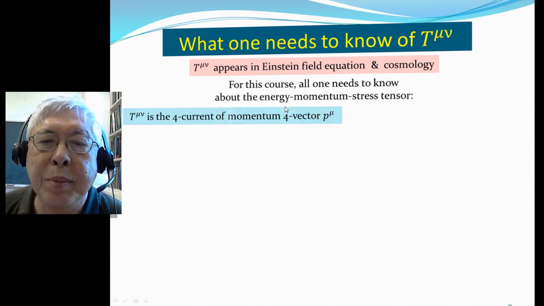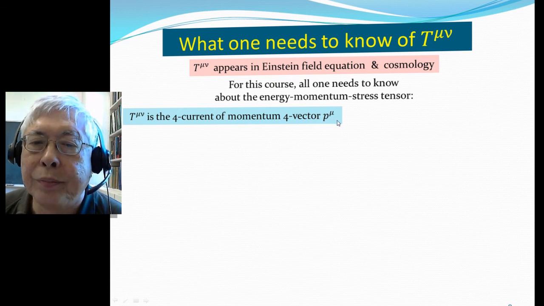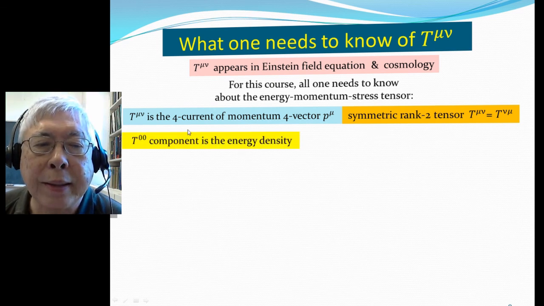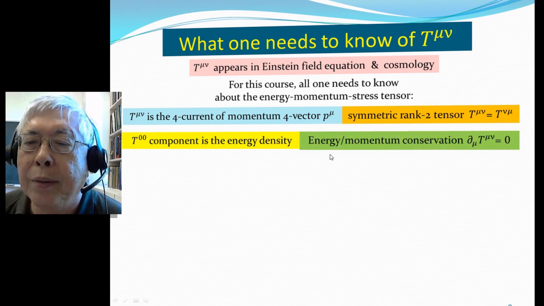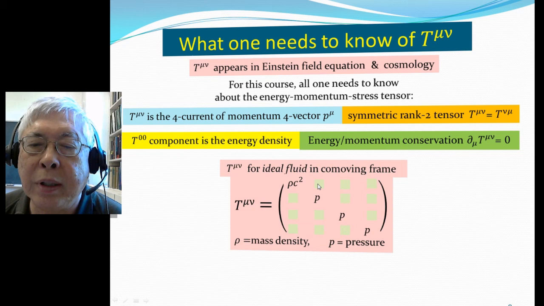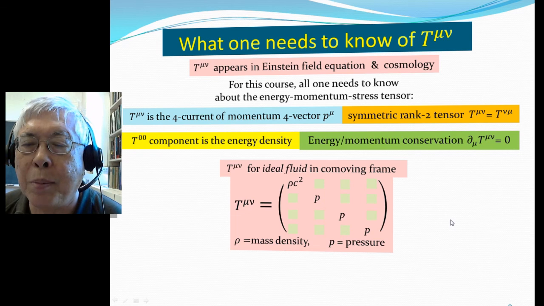So all we need to know about the energy momentum tensor is that it is basically the four-current of the four-momentum vectors. Okay, and it's symmetric. And the T00 component is the energy density. Energy momentum conservation can be written as the four-divergence of this. And for the ideal fluid in the co-moving frame, it's the mass density times c squared, and pressure on the 1, 1, 2, 2, 3, 3 components. That's all you need to know for the rest of this course about the energy momentum tensor.